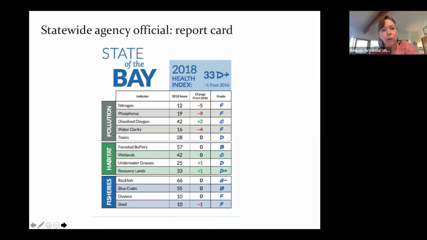So that's the first set of the constellation in which you might want to bring pressure on statewide agency folks.